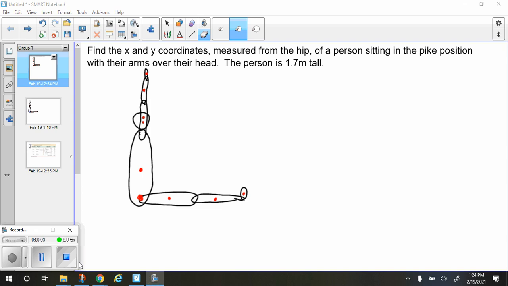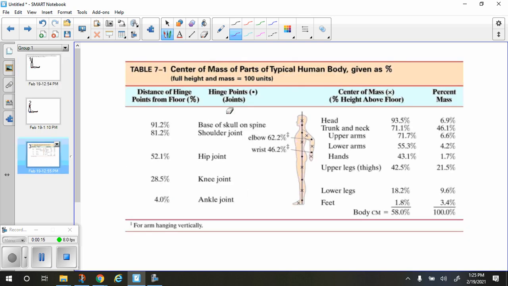So we're going to find the center of mass of a person sitting in pike position with their hands over their head. We're going to use this chart to do that, and this chart shows the parts of the body broken down by several things. One is percentage mass.